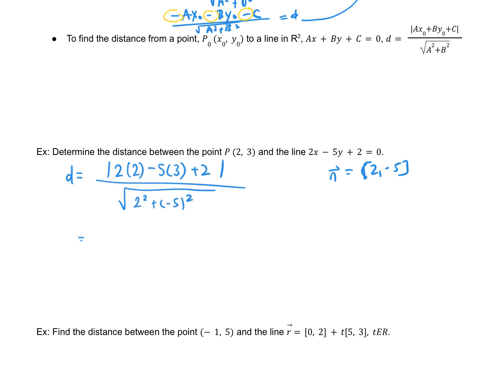And now it's just a cleanup game. So we have 4 minus 15 plus 2, that's negative 9, and we're going to take the absolute value of that. In our denominator, we'll have the square root of 4 plus 25, so the square root of 29. And to clean that up, I know the absolute value of negative 9 is 9, and I'm going to rationalize the denominator while I'm here. And there's my exact distance.